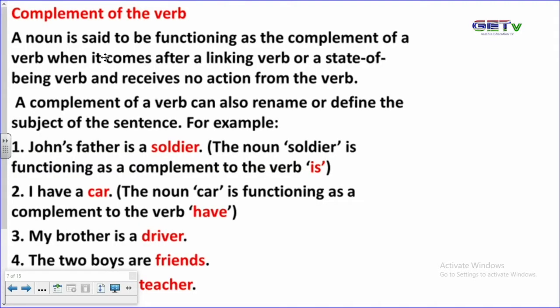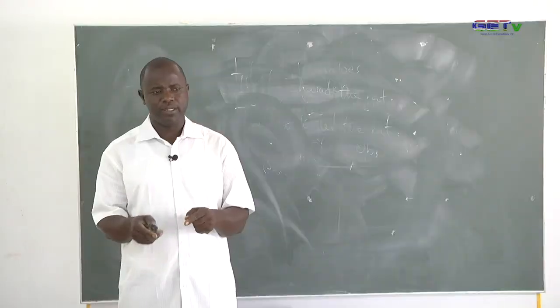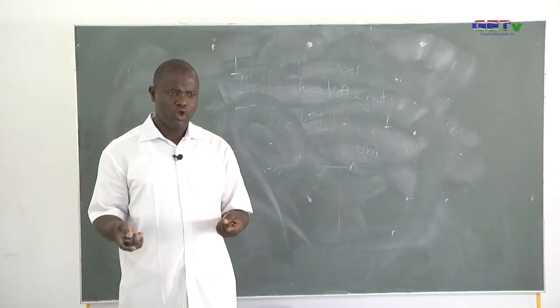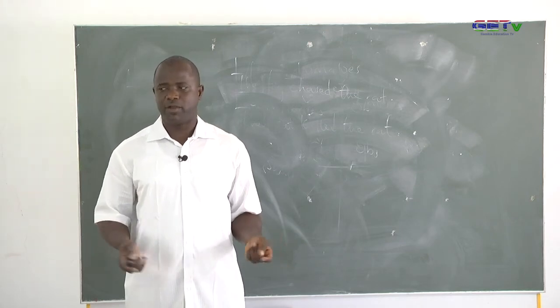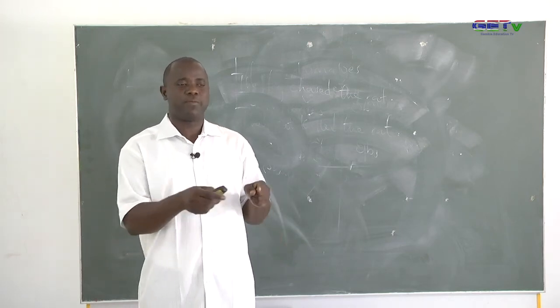I have a car. A car here becomes a complement to the verb. If you said I have, of course we understand that you have something, but what you have actually is not known. So you tell us that I have a car, then we understand that you have a car. Therefore, car as a noun is a complement to the verb, or the other way around, a complement to the subject I. Because when you say I have, we know that the subject has.